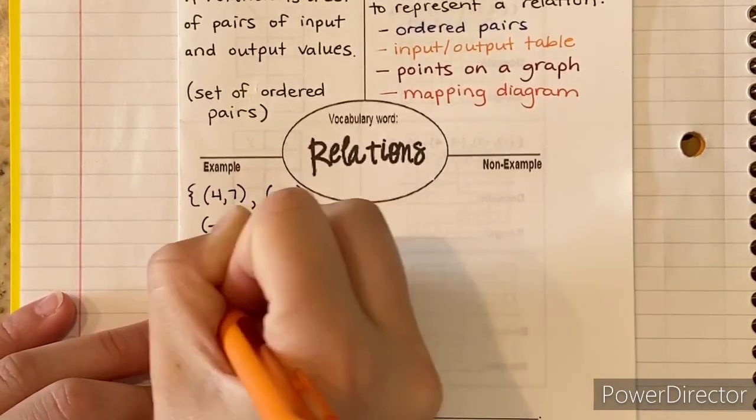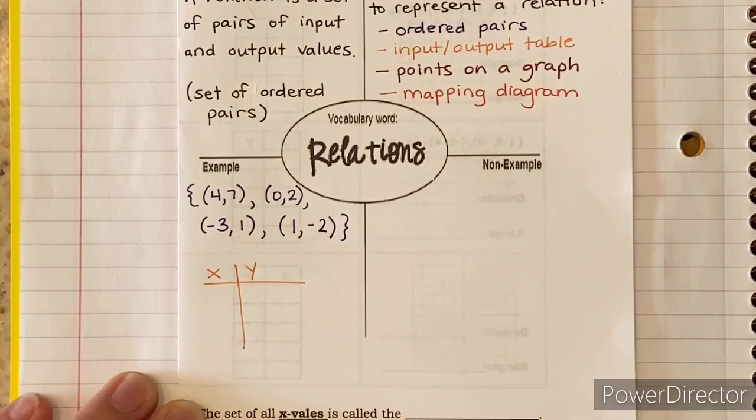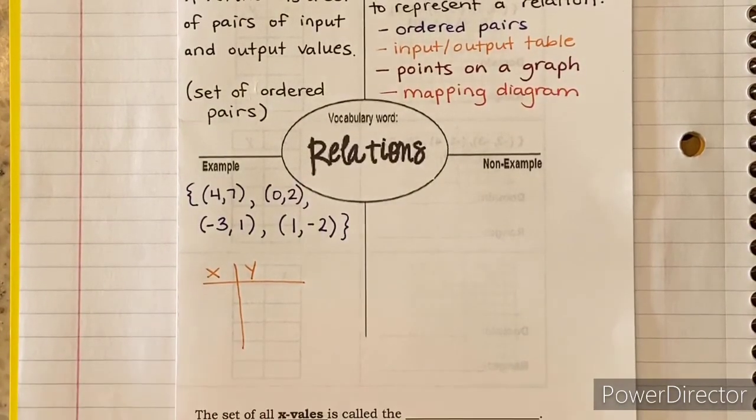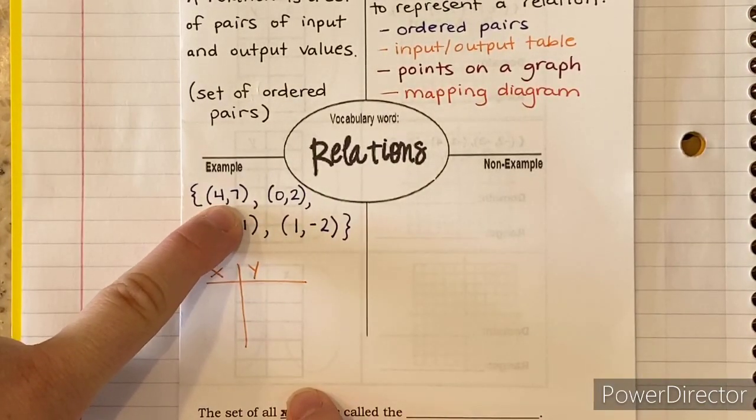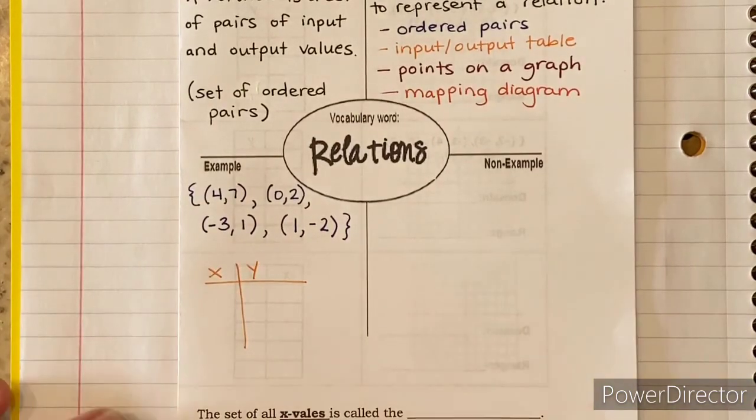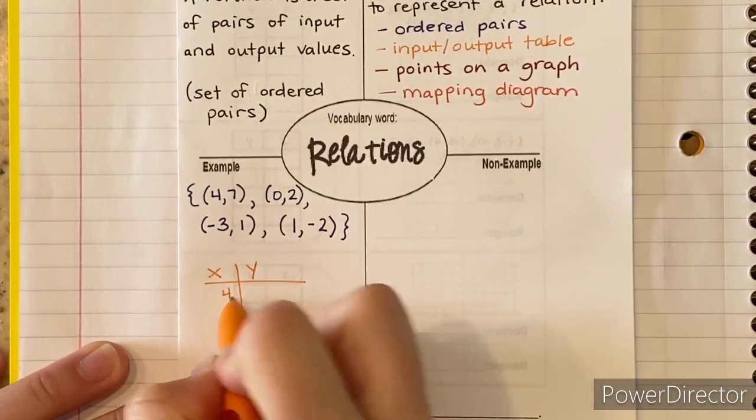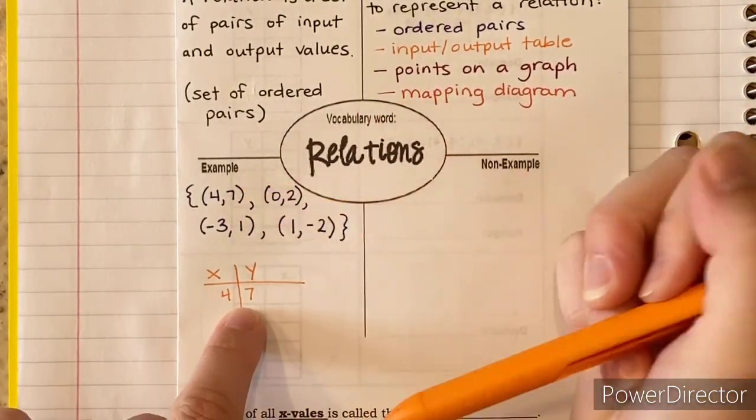You guys have seen XY tables before. So this is how it's set up. They always look like that. X is always on the left, Y is on the right. And we're going to take that ordered pair, and X comes first, Y is second, and so you just break it up. So this one is going to be 4, 7. So that shows you that that's the first ordered pair.